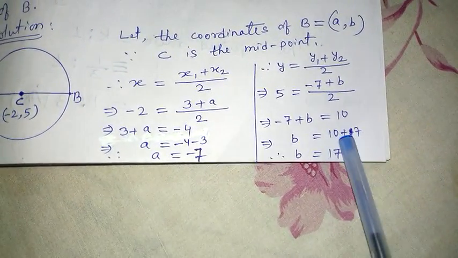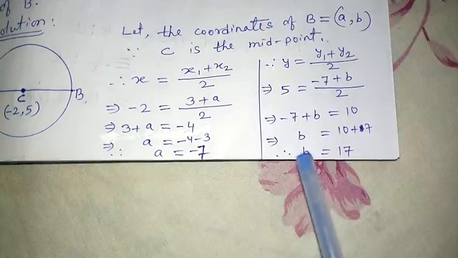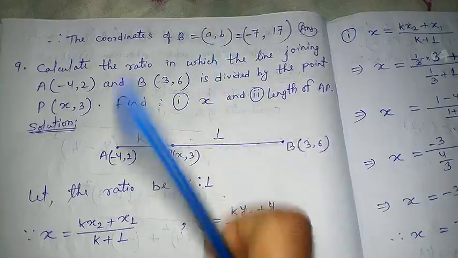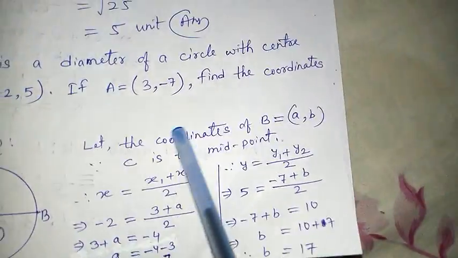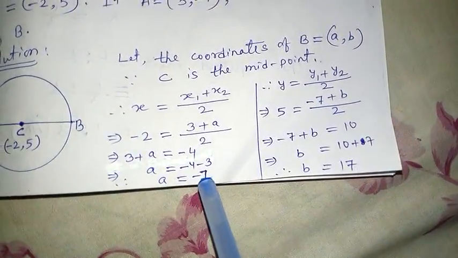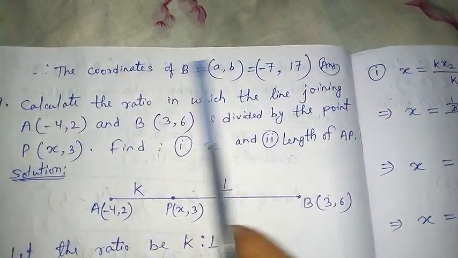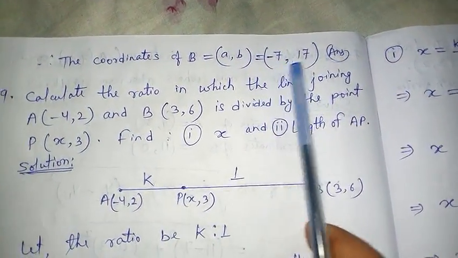So it will be 10 plus 7, equal to B equal to 17. Very interesting, children. One more question I can discuss. Now the coordinates of B were asked. The coordinates of B is A comma B, and A is minus 7 and B is 17. So I can write the coordinates of B as minus 7 comma 17.